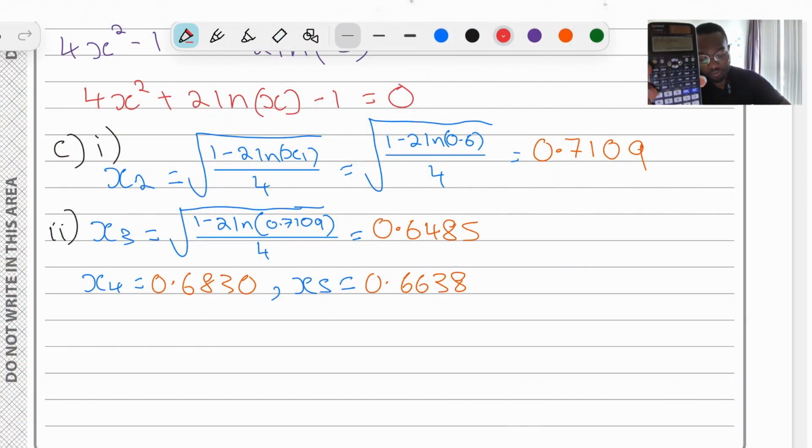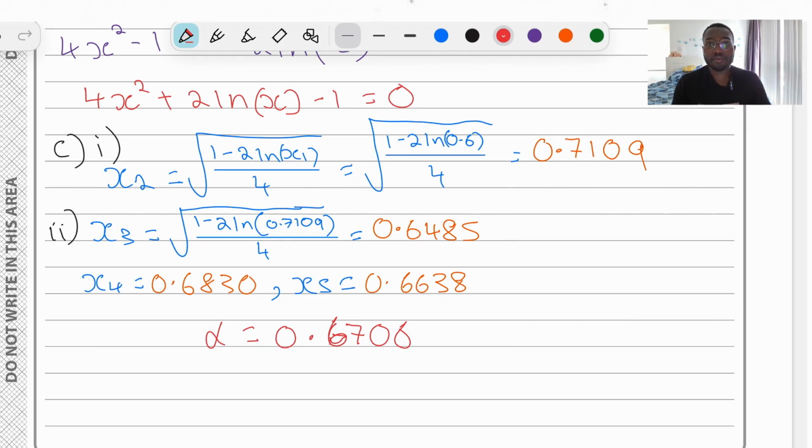Okay, but now we're at 0.6707. Now we're at 0.6706 again. But now we're at 0.6707. And now we're at 0.6706. And now we get another 0.6706 to 4 decimal places. Therefore, alpha is just 0.6706.